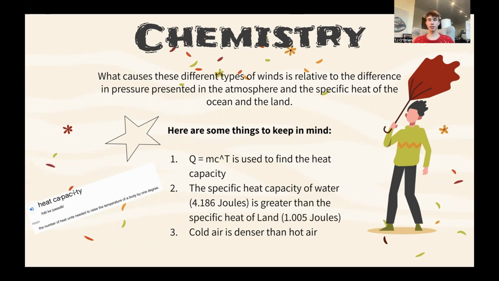And what heat capacity is, the exact definition, is the number of heat units needed to raise the temperature of a body by 1 degree. In simpler terms, it's saying the amount of energy from the sun that is needed to increase the temperature of something. And then you need to know that cold air is denser than hot air, which is basically why hot air rises and cold air descends.